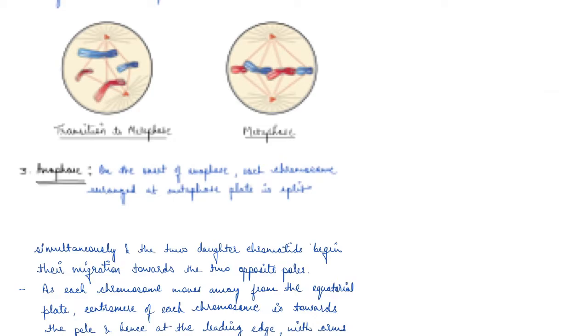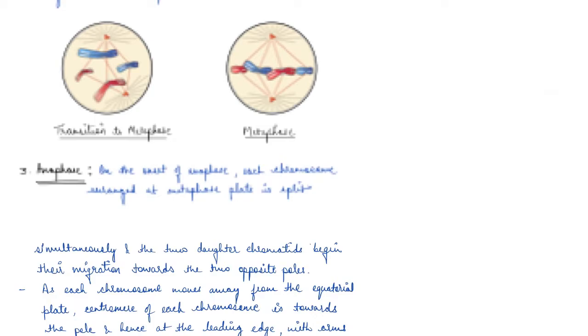Now, as each chromosome moves away from this equatorial plate, the centromere of each chromosome is towards the pole, right? So basically, they lead towards the edge, and the arms of the chromosomes, this is the centromere which is attached. So this will start moving towards the pole, and the arms will be somewhat folded behind, trailing behind the centromere, right? So basically, the anaphase stage is characterized by these events.